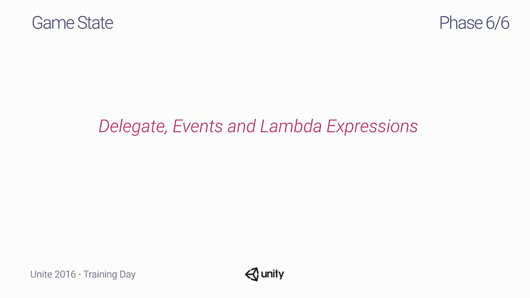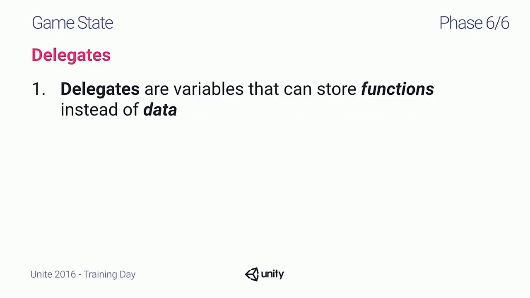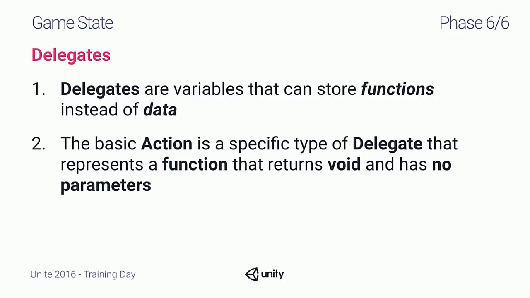And so we're going to talk in this section quite a bit about delegates, events, and Lambda expressions. What we're used to storing is data. We're used to storing a bool that holds true or false, a string that holds some words. But we can create variables called delegates, and they store functions. So we've got a type that we're going to be using quite a lot, which is called Action.